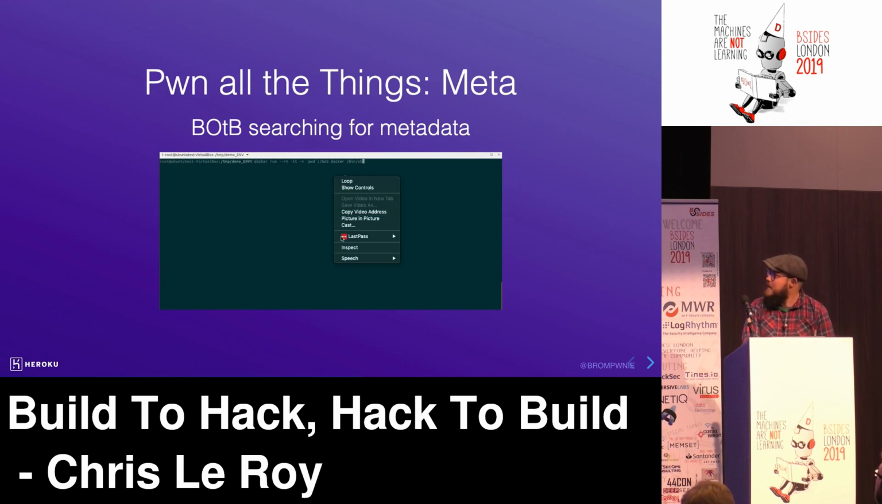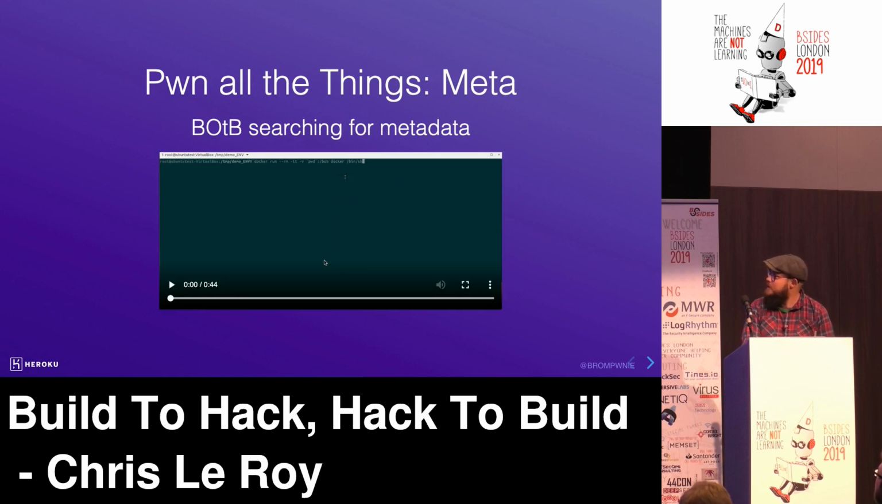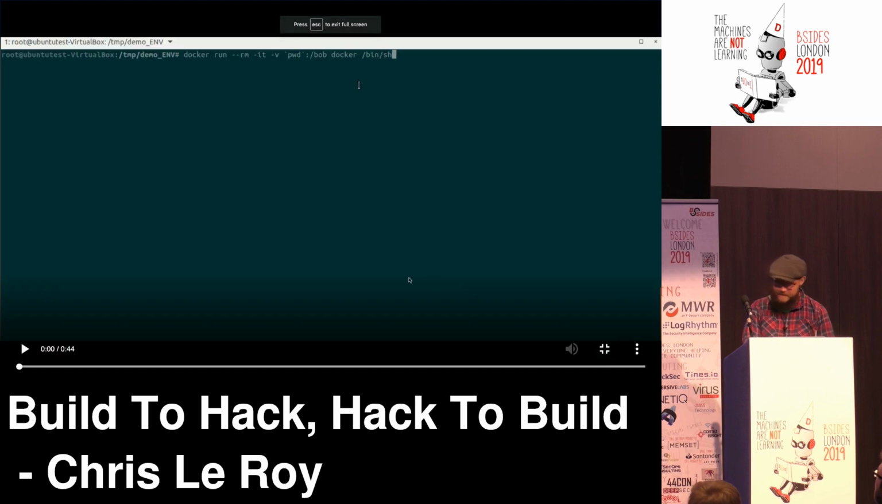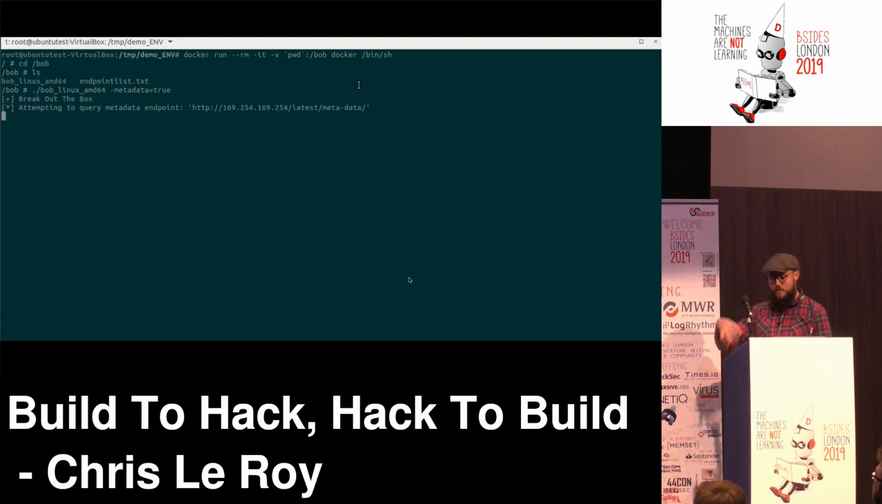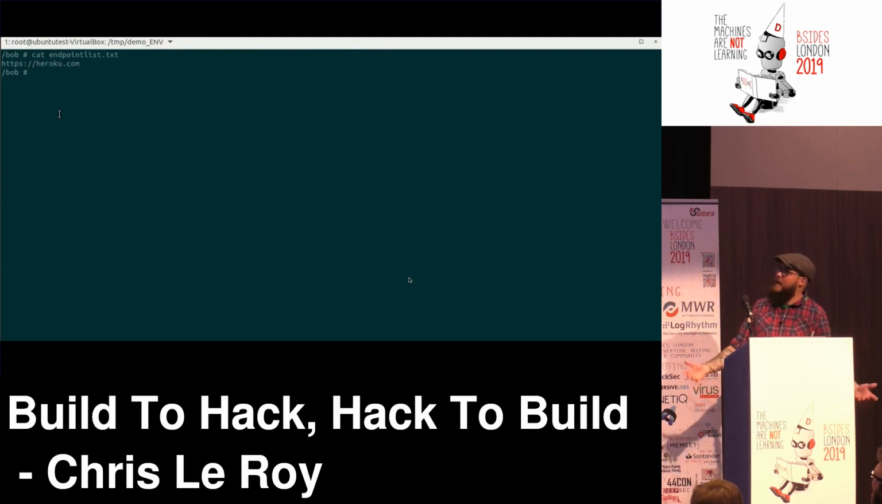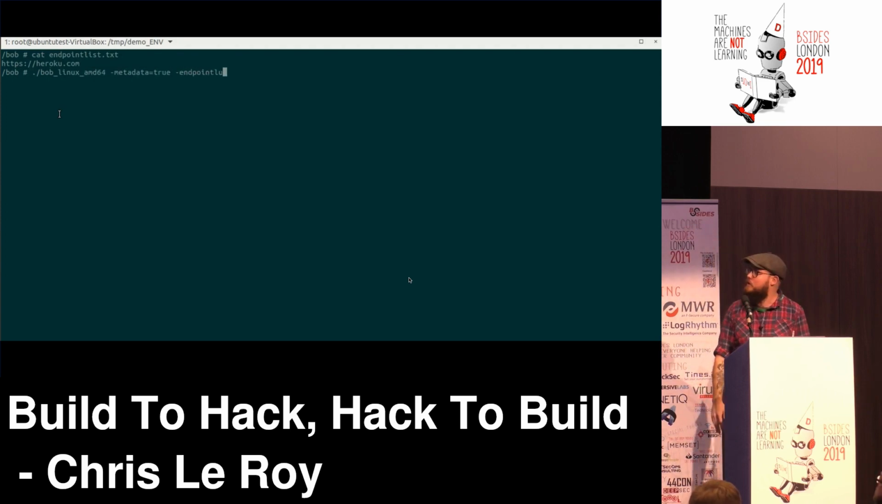So a really simple example with BOB is, this is a feature that I definitely want to build out a lot more. BOB by default will look for two metadata services, and we just say metadata equals true. If you don't provide an endpoint list, BOB will look for 169.254 or kubernetes.default.svc, and you see there we got nothing. So now we're going to say, you know what? See if you can hit Heroku.com from the container.